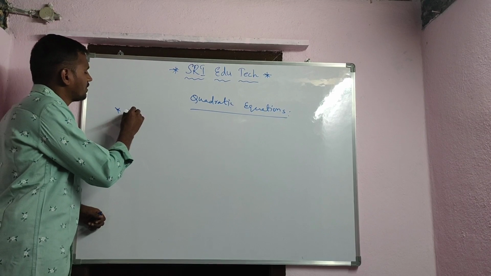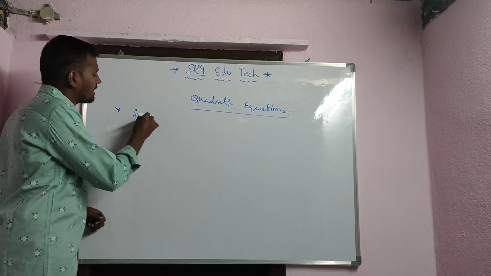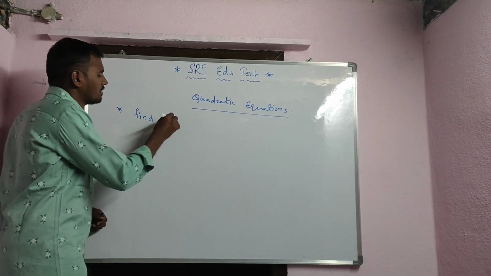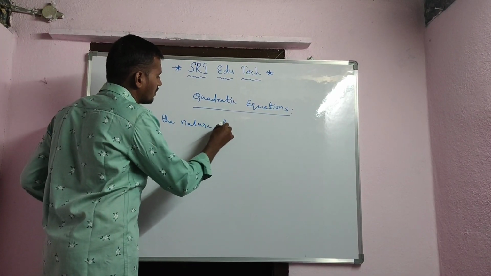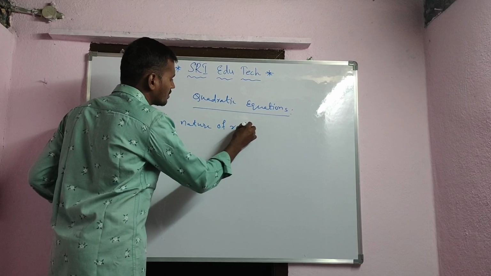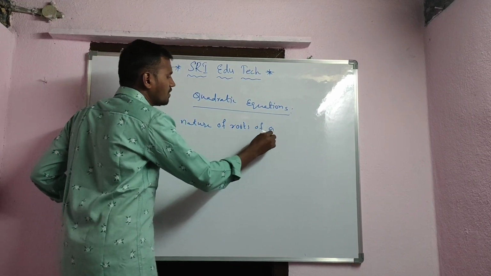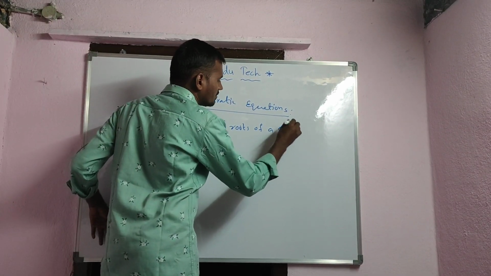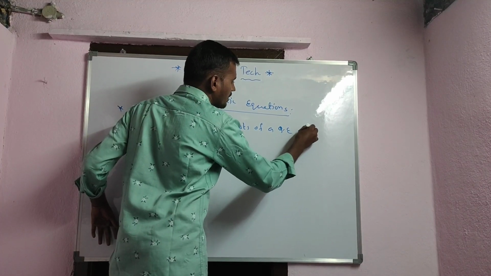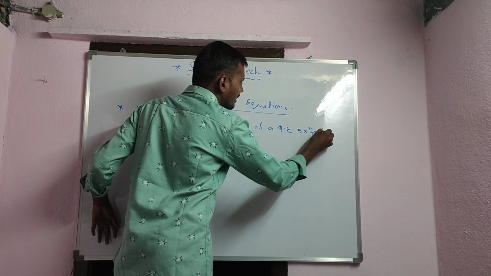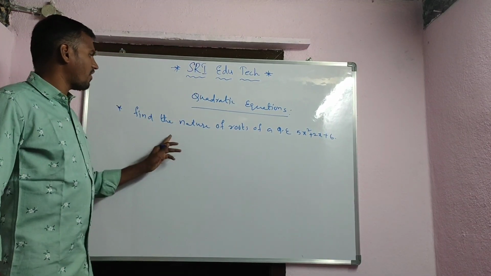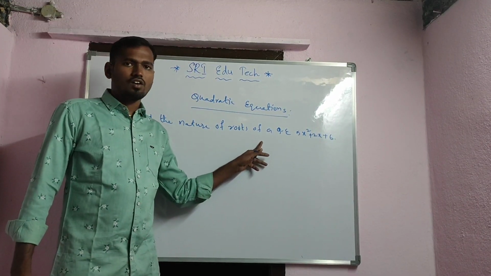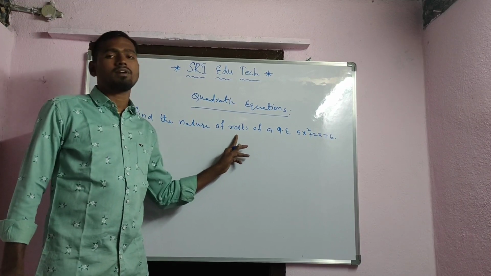Next, find the nature of roots of a quadratic equation 5x square plus 2x plus 6. Right? See, find the nature of roots only. Okay, nature of roots means discriminant.